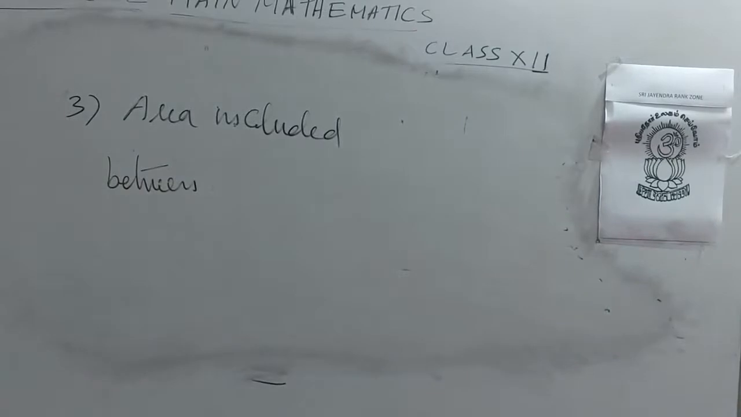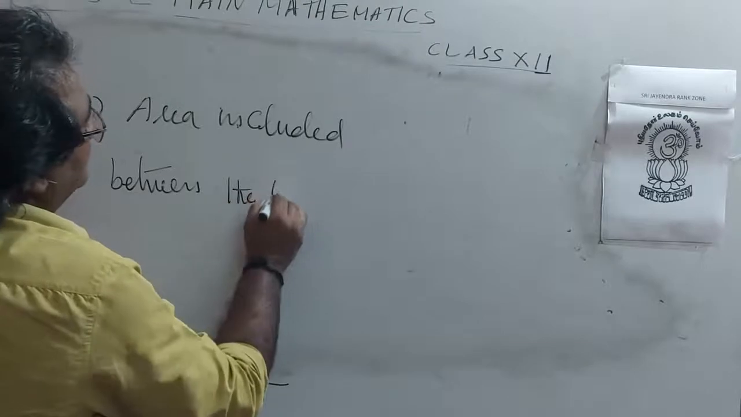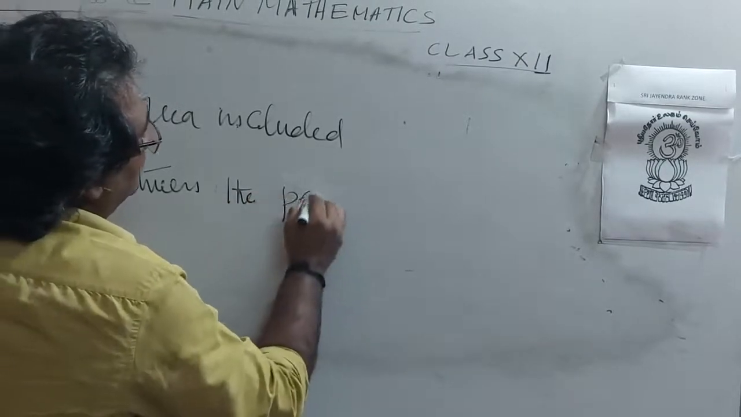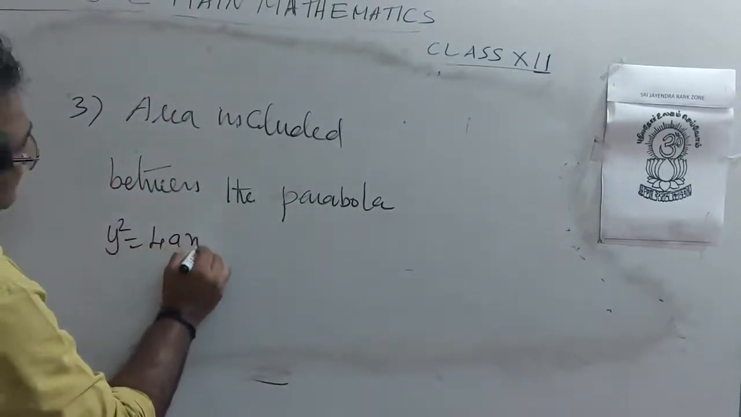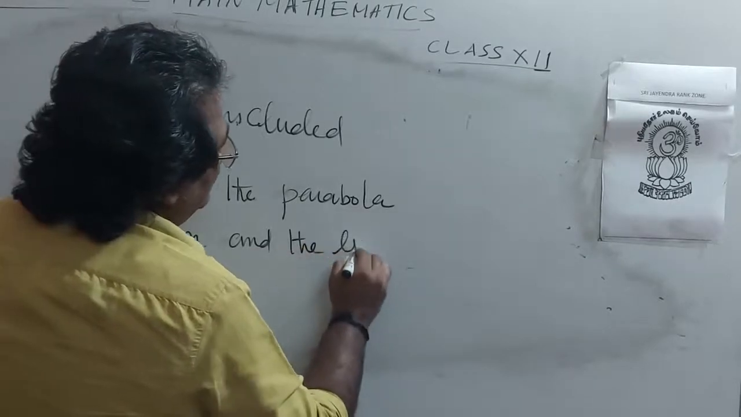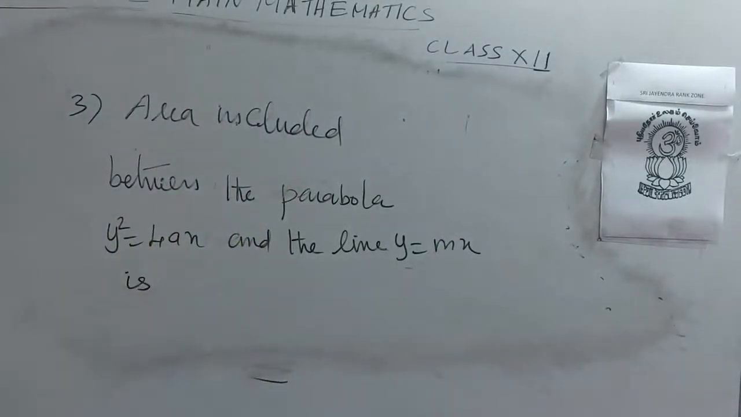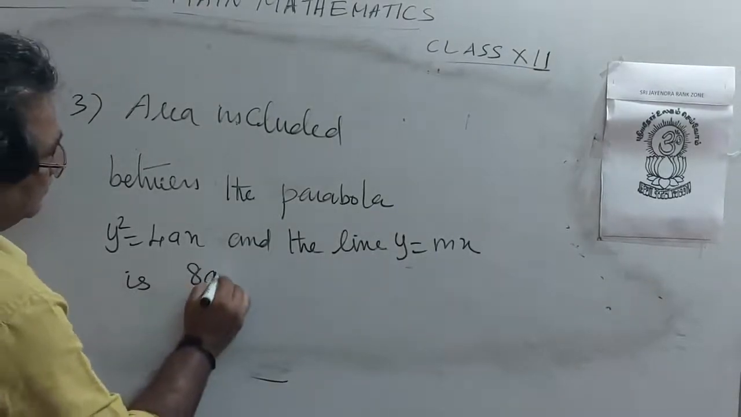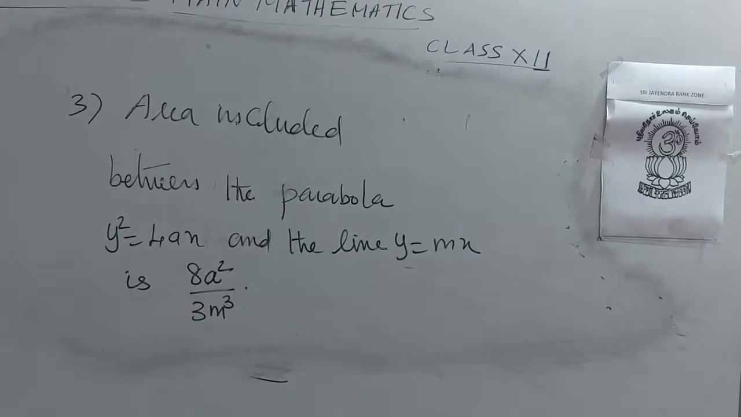The area enclosed between the parabola y squared equal to 4ax and the line y equal to mx is 8 a squared by 3 m cubed.